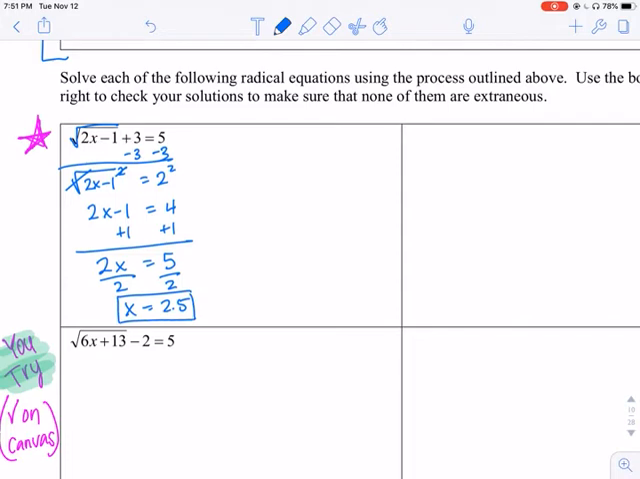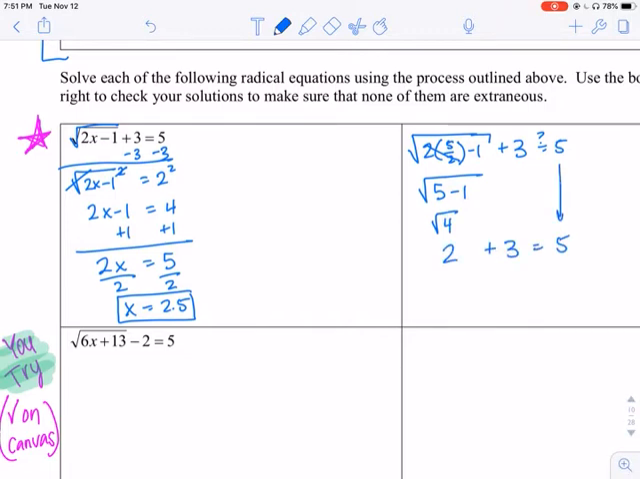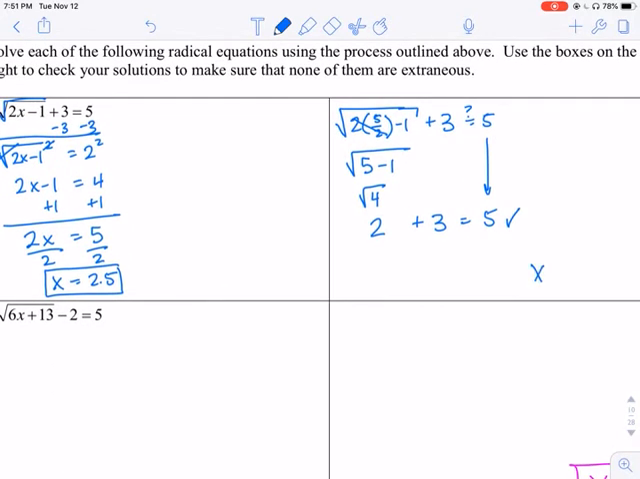Then we want to make sure that we can check it, so I left this empty box here. So 2 times, I'll use 5 halves here, that's more helpful to me, minus 1 plus 3 should be equal to 5, that's what we're checking. So I know that 2 times 5 halves would just be 5. So I have the square root of 5 minus 1, which is the square root of 4, which is 2, plus 3 is equal to 5, the original 5 that we needed. And we know that that is true. Therefore, we know that x does indeed equal 2.5.